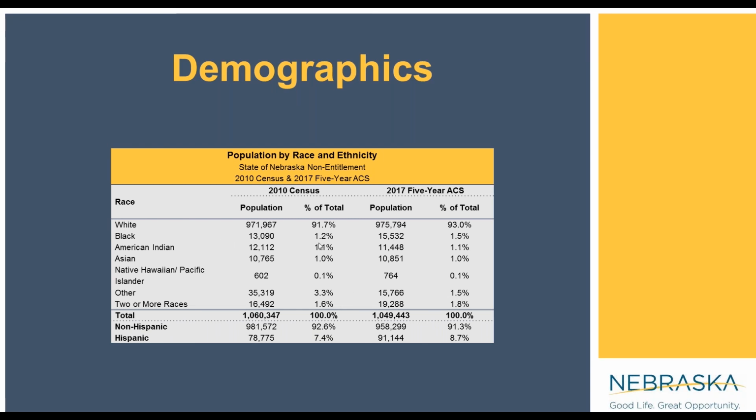So across the country, we see a decrease in the other population, falling from 3.3 to 1.5%. African American populations rose from 1.2 to 1.5%, and the Hispanic population rose from 7.4 to 8.7%. Once again, whenever you see these tables, the 2010 census and 2017 5-year ACS, you can really focus only on the percentage of totals if you want to compare the two years, percentage of total versus percentage of total. If you want an actual count, you can see there's 1 million people in Nebraska. So these numbers are valid, but you just can't compare them to the 2010 census.